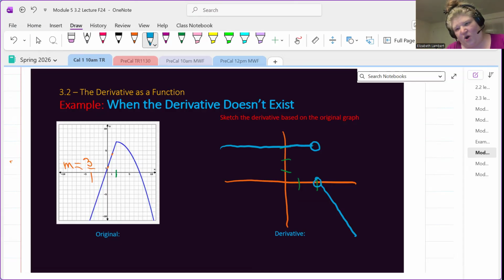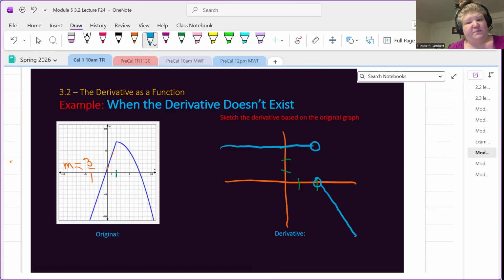And that's where all of those tangent lines are going to be decreasing slope. So we should be seeing negative numbers. But the derivative at that point, the left side and the right side derivatives are not agreeing on a number. So at that value, the derivative does not exist because they're not agreeing.